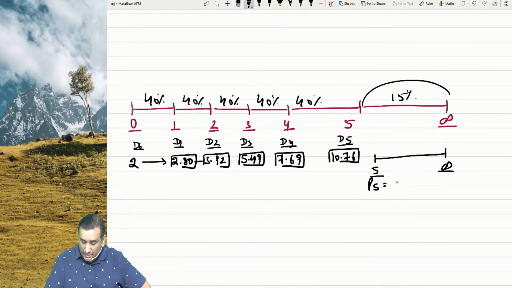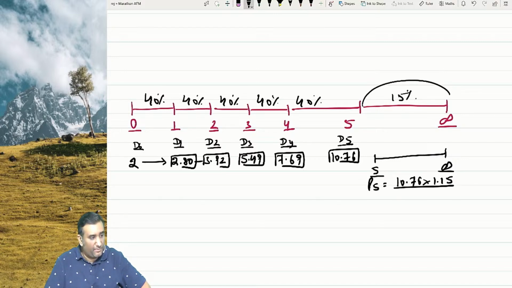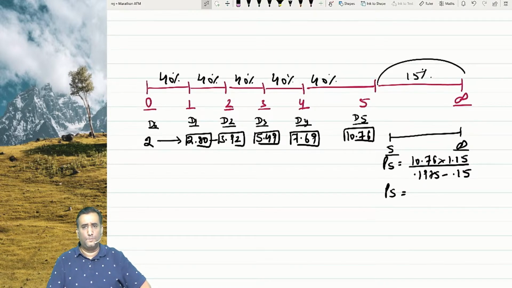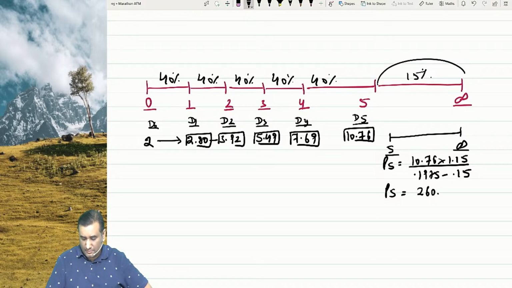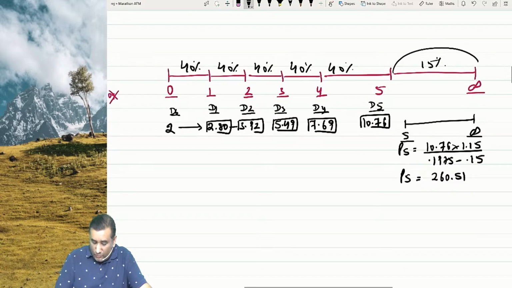D5 would be 10.76 into 1.15 divided by, we got RE as 19.75, so 0.1975 minus 0.15. You can get P. How much do we get? 260. It's 10.76 into 1.15 divided by 0.0475, which is 260.51. Now you will have to bring it back to what?